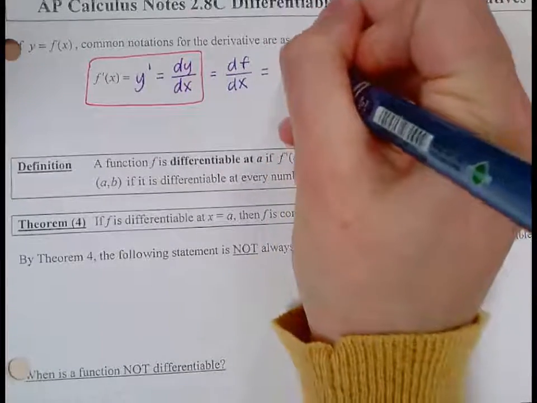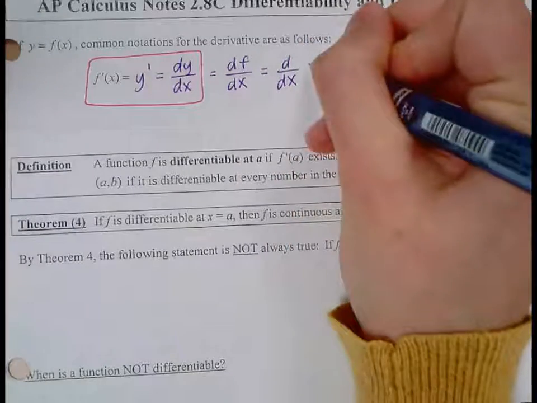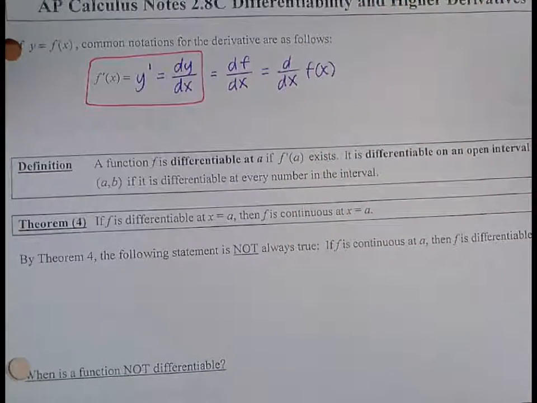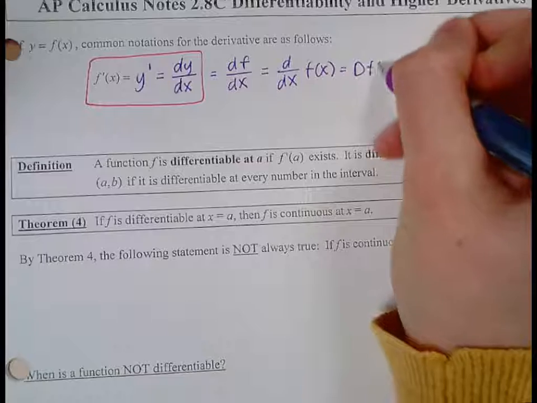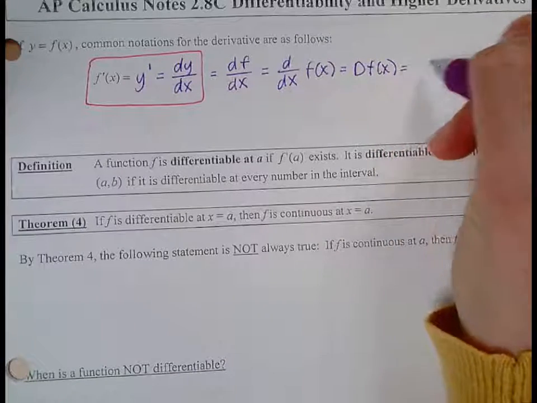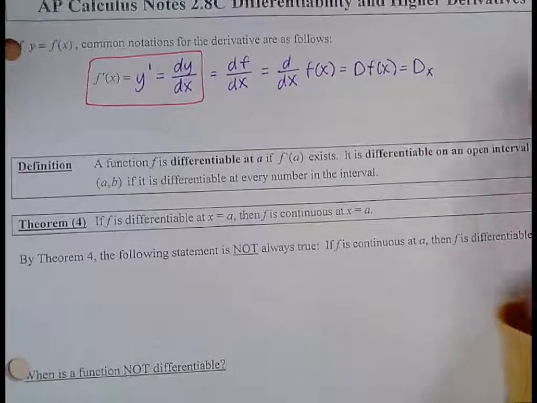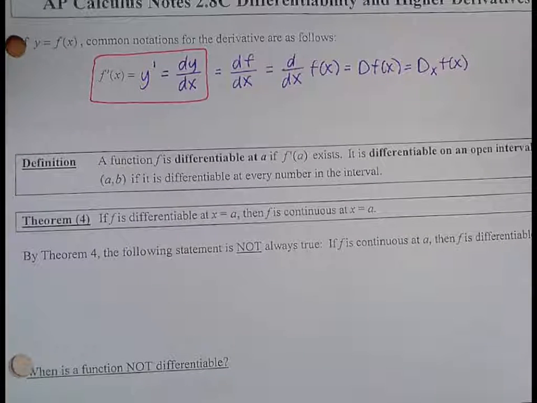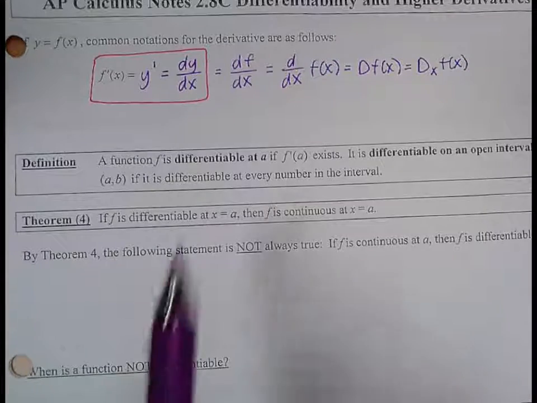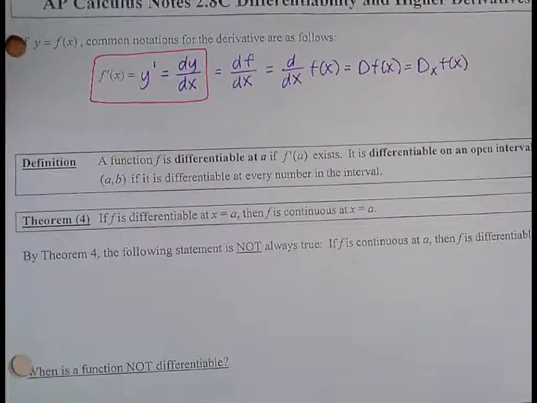You might see d dx followed by f of x, or capital D followed by f of x, or capital D with a subscript of x followed by f of x. These all mean the derivative of a function with respect to x. As long as the function is a function of x, these all mean find the derivative of the function with respect to x.